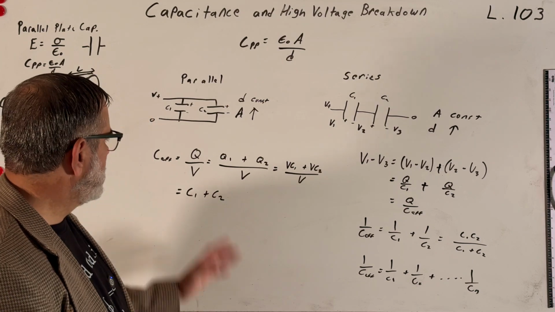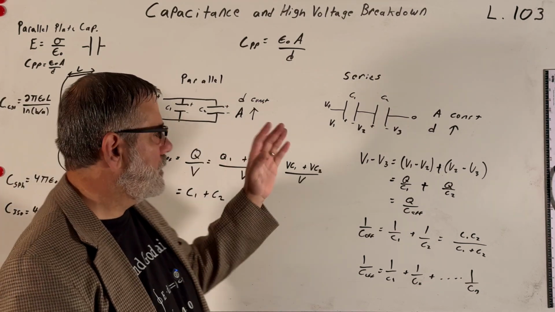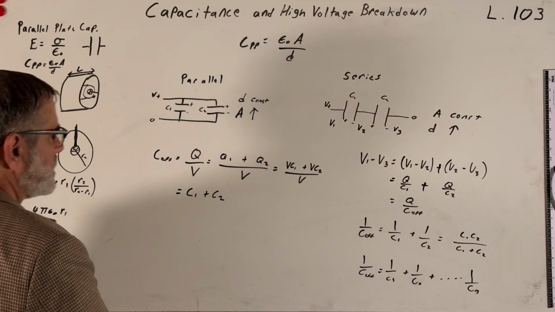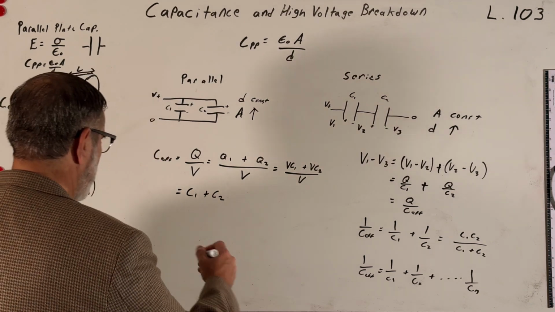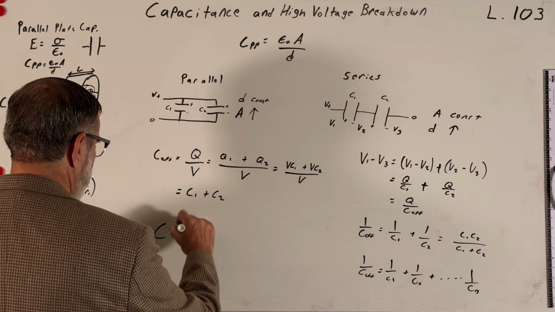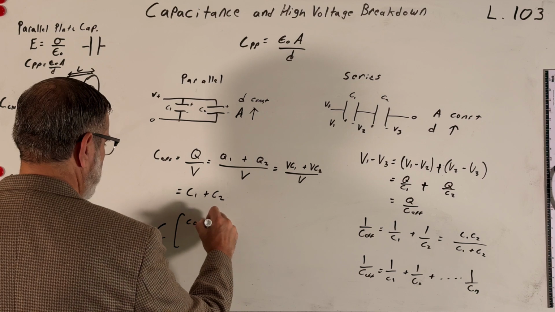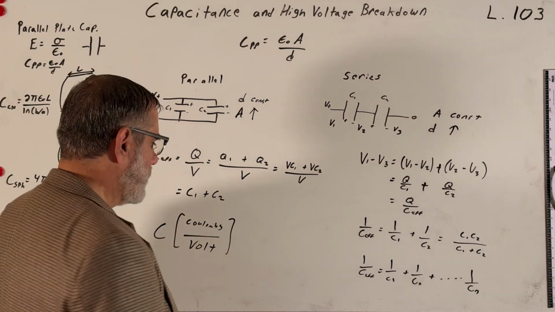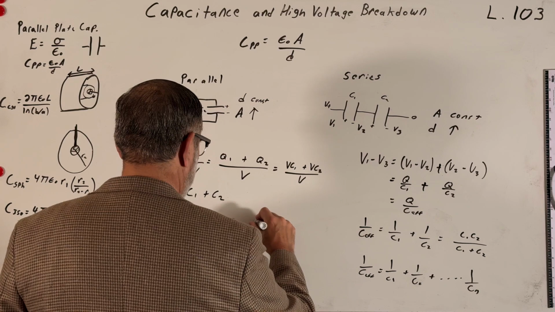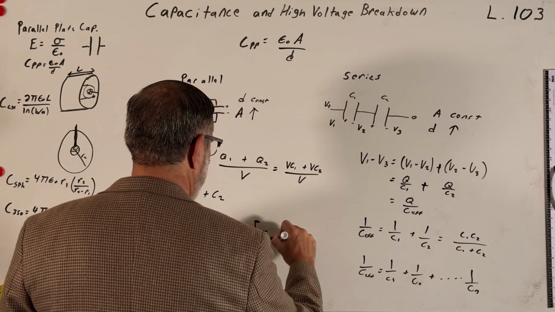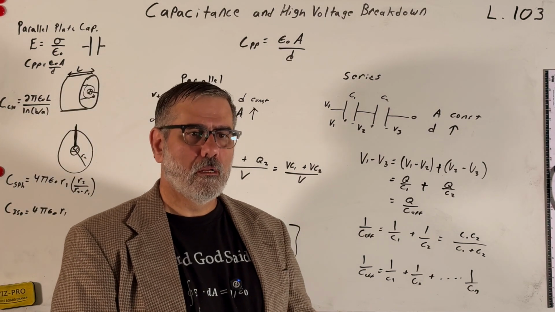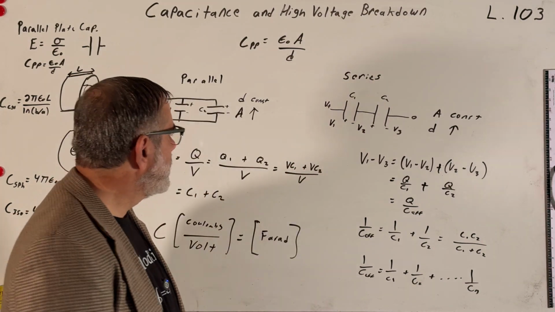So this is how capacitors add in parallel and series, and that will be important for electronics. One last thing I should mention, I think I forgot to mention it, that capacitance, though it has units of coulombs per volt, we've defined 1 coulomb per volt to be equal to 1 farad, named after Michael Faraday, okay? So the farad is the unit of capacitance.